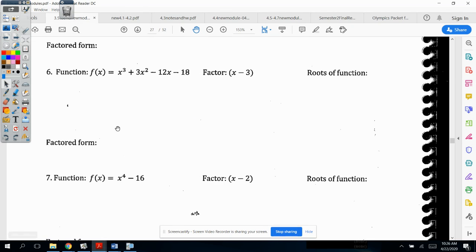Here are the rest of the notes. So now we're going to look at number 6. On this one, they told me x minus 3 is a factor. How did they figure out that x minus 3 is a factor? They probably graphed it, and they probably saw that 3 was an x-intercept. So x minus 3 would have to be a factor.